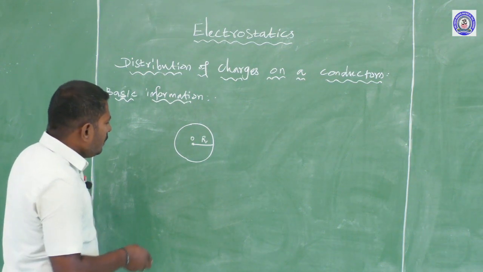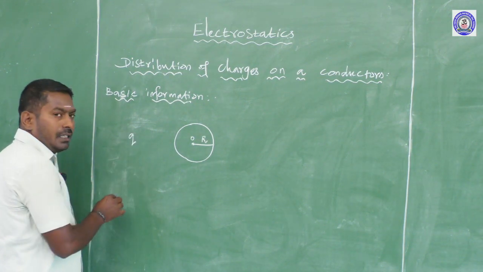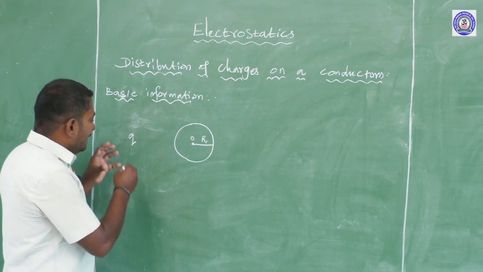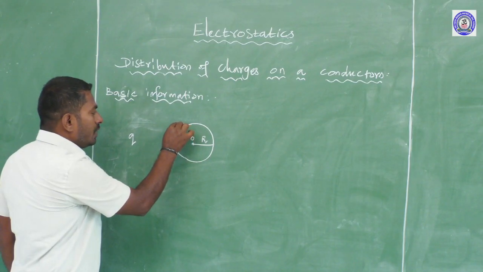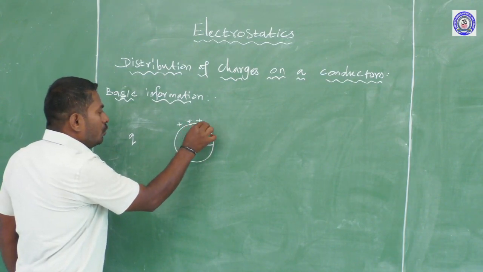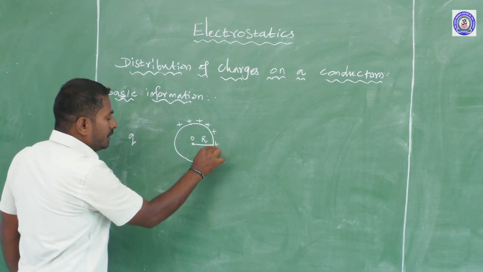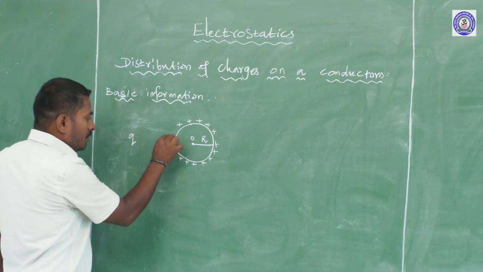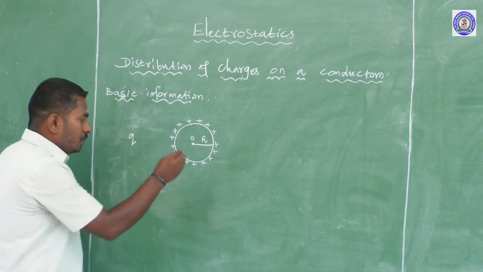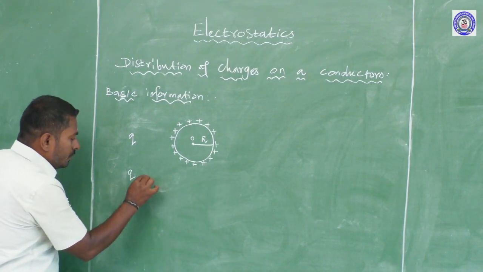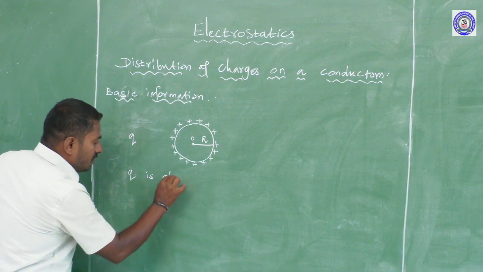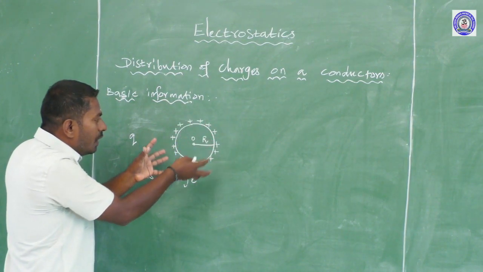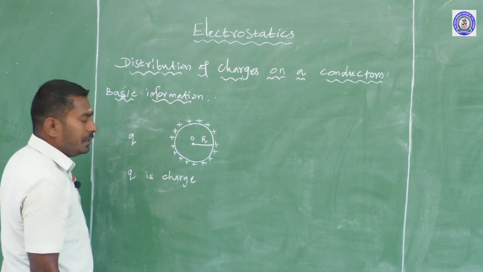Now, Q is the quantity of positive charge given to the metallic sphere. That entire Q amount of positive charge is uniformly distributed on the surface of the metallic sphere. So now Q is the charge distributed uniformly over the surface of the metallic sphere.